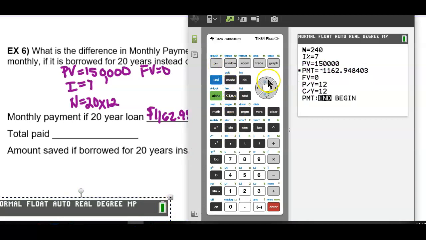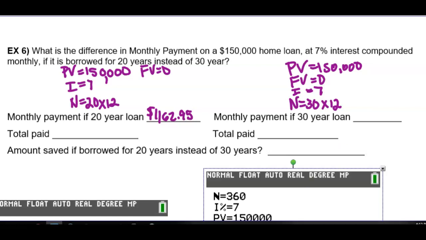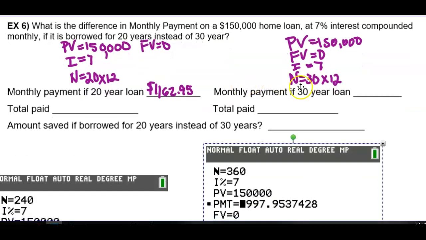For this one, we're going to change it to 30 years. So the only thing we change is the number of payments. We're going to change this to 30 times 12. And that's going to lower our payment because it's going to stretch it out. We're leaving this 7 and 150,000, 0, 12, and 12. But the payment, when we do alpha enter, not second, for the payment, it is only under $1,000. It's $997.95 a month. Okay. But if you look, guys, that's less, a little over $250 maybe.